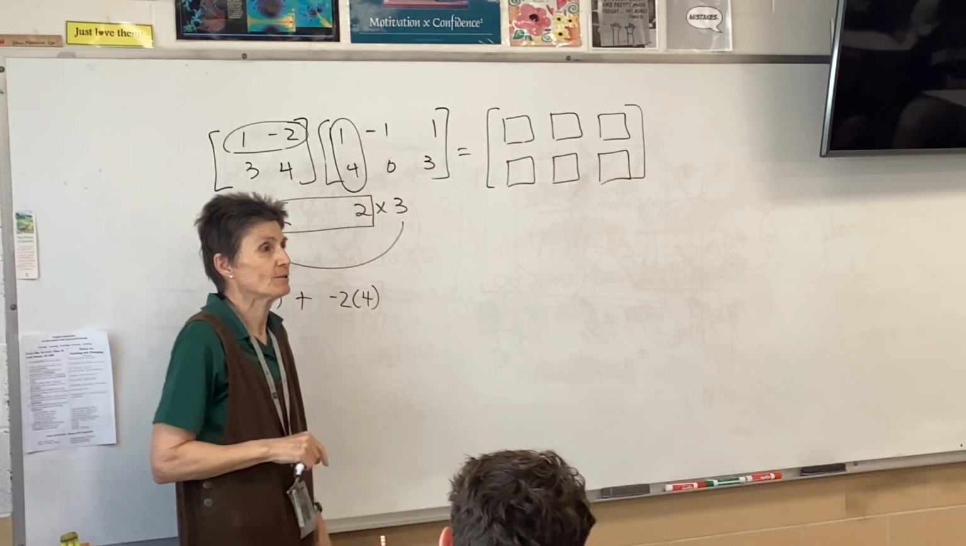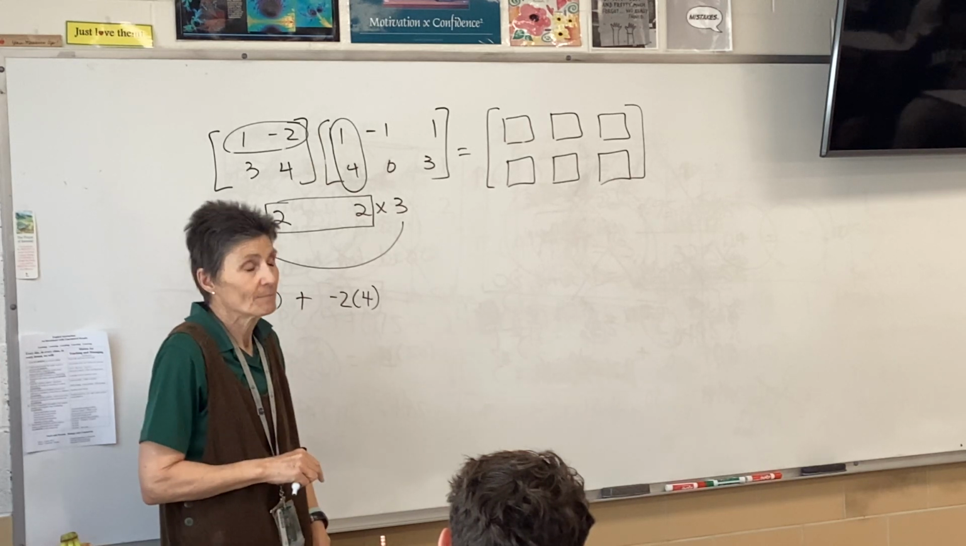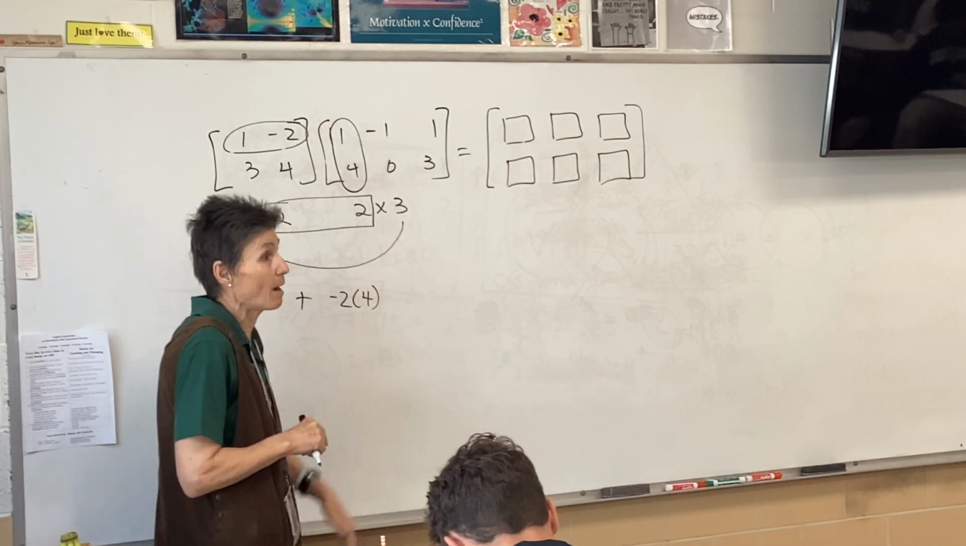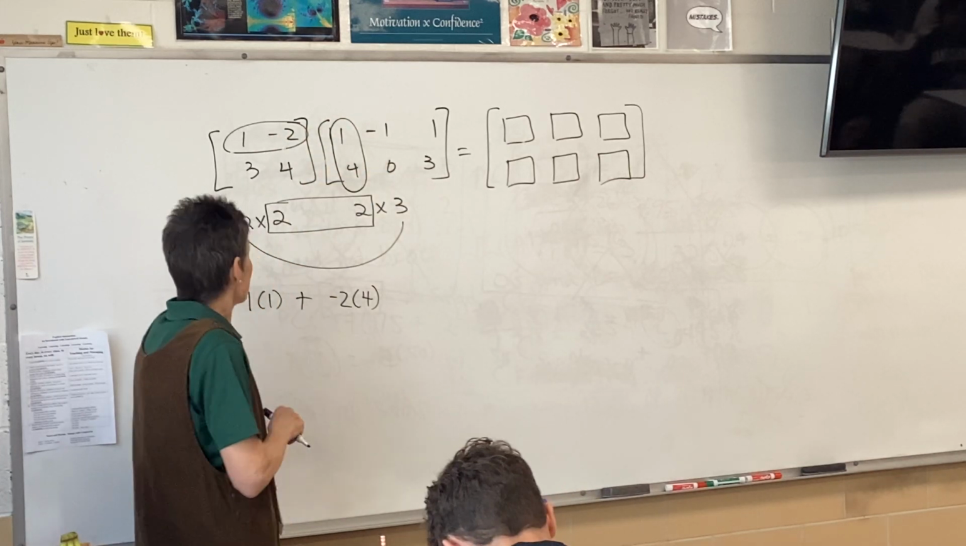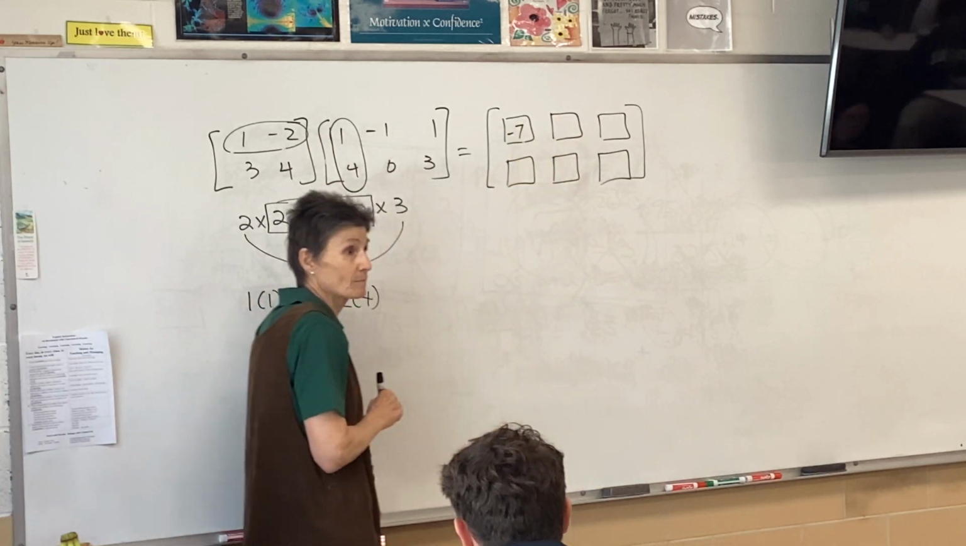Does that sound familiar to anybody? That's a dot product. If you think of this as a vector and this as a vector, you're finding the dot product. That's all you're doing. So 1 minus a -7 for that one.